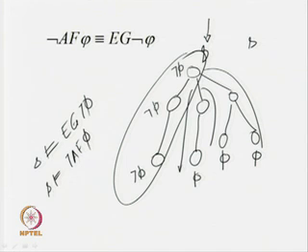So, like that we will say now, if you are going to make up any model, if you will find that E g not of phi is true in a particular state, always you are going to find that not of A f phi is true. So, that is why you are going to say that these two are equivalent.